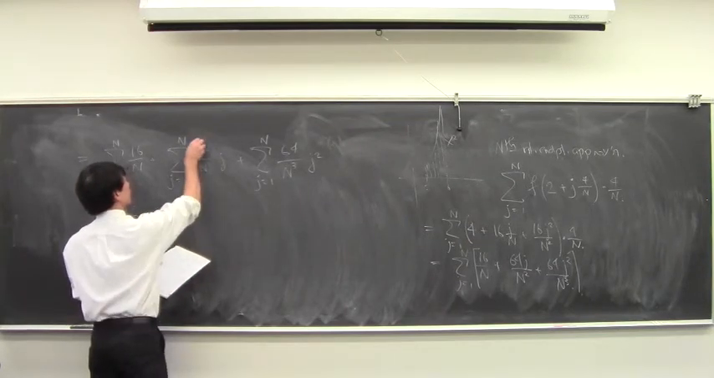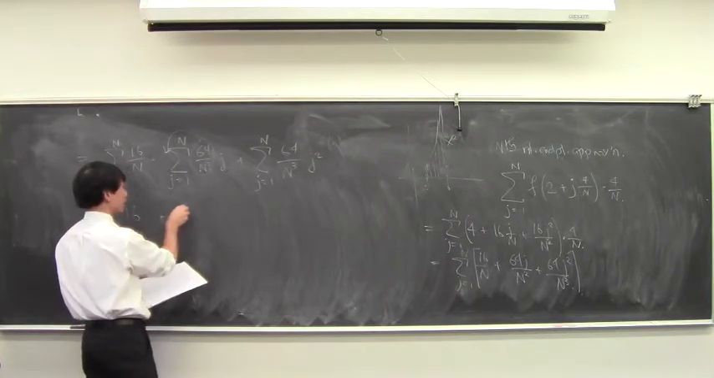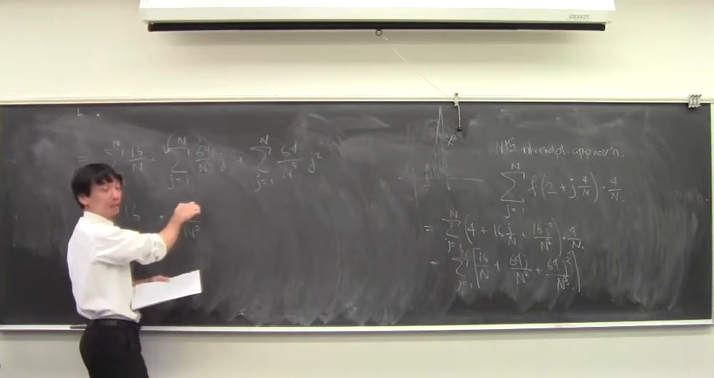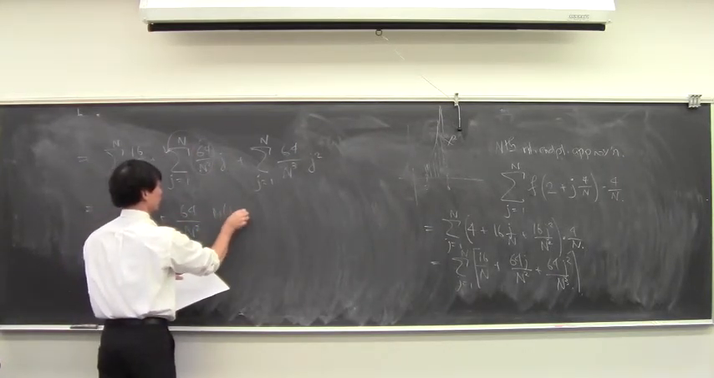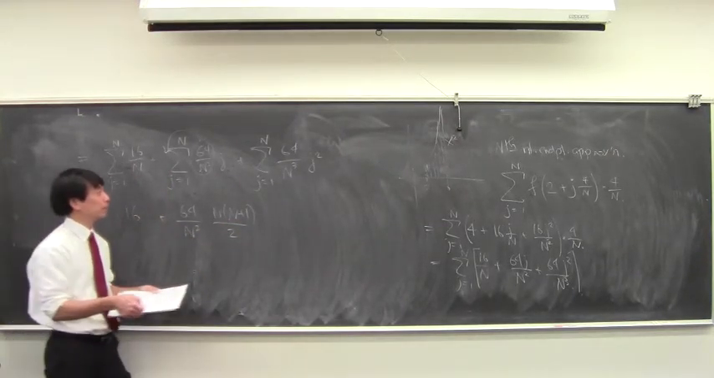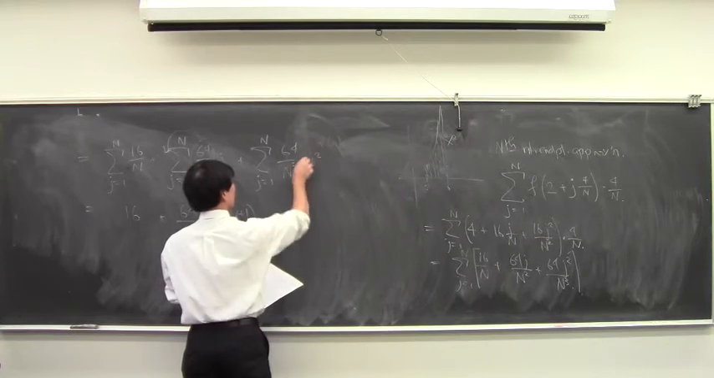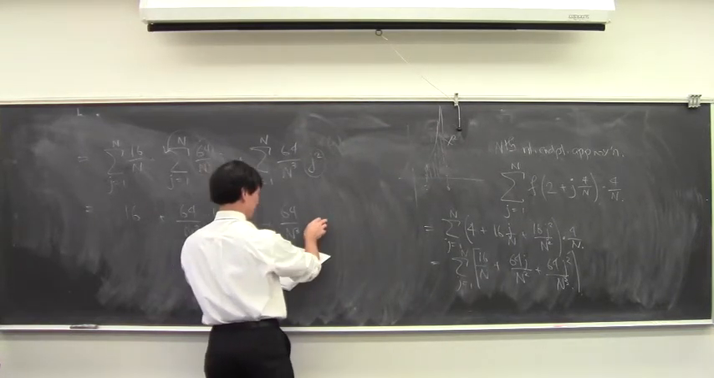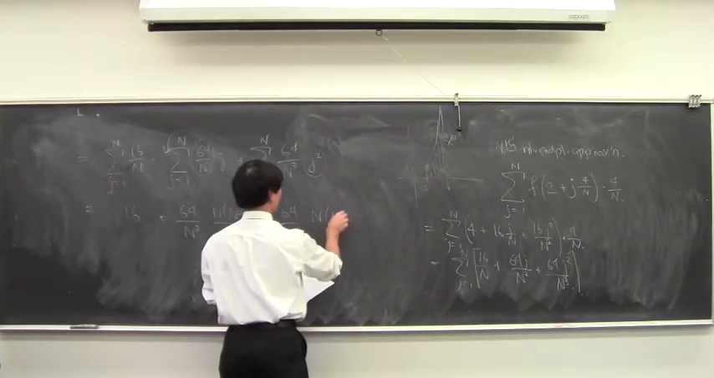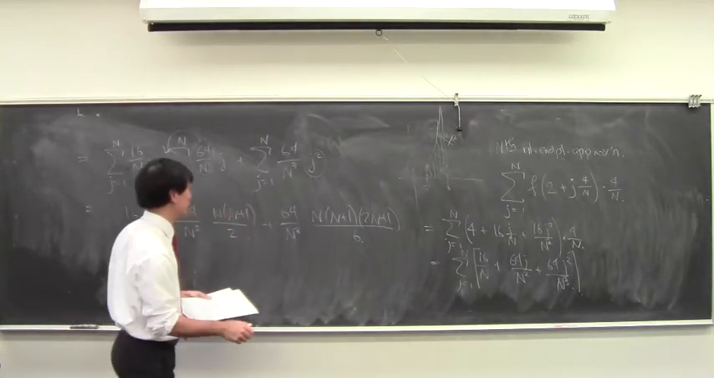I've got 64 over n squared times the sum of j from j equals 1 to n. So that's good. Again, we're going to use that formula. I pull out the constant, I get the sum of j from 1 to n, so I get n times (n plus 1) over 2. Here, I've got the 64 over n cubed. I've got this thing. What was the formula? I forgot it. It's n times (n plus 1) times (2n plus 1) over 6.